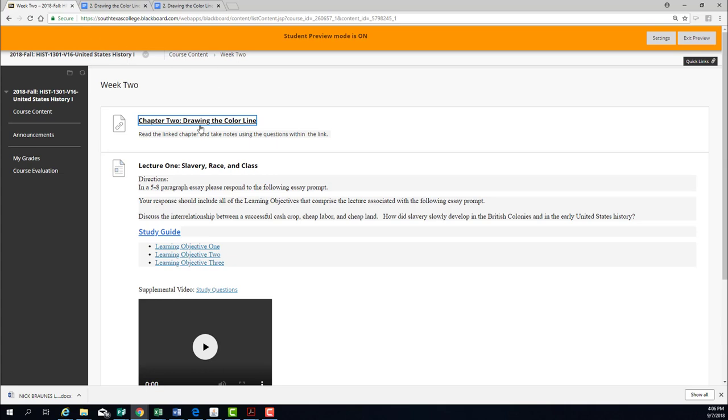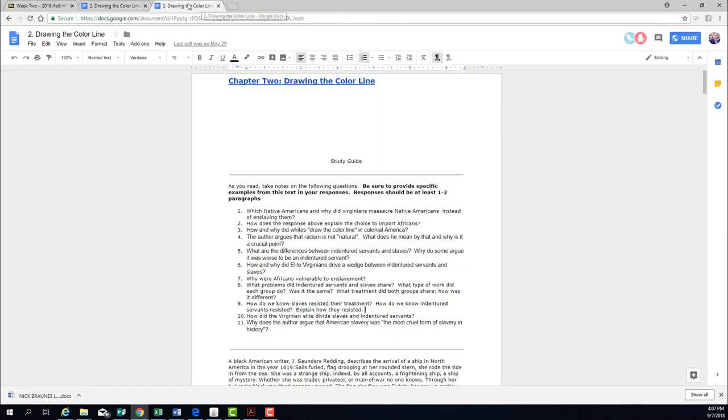So let's go through. Here we're looking at chapter 2, Drawing the Color Line. That's going to be part of what's going to be on the quiz, and also lecture 1 is going to be on the quiz. So let's just start with chapter 2. Notice that there is always a series of questions at the top of each chapter, right? Be sure to provide specific examples from the text in your responses. Responses should be at least 1 to 2 paragraphs. Now, that's a general guideline. It could be more, right? But make sure whatever your response is, it's specific and has examples from the actual readings.